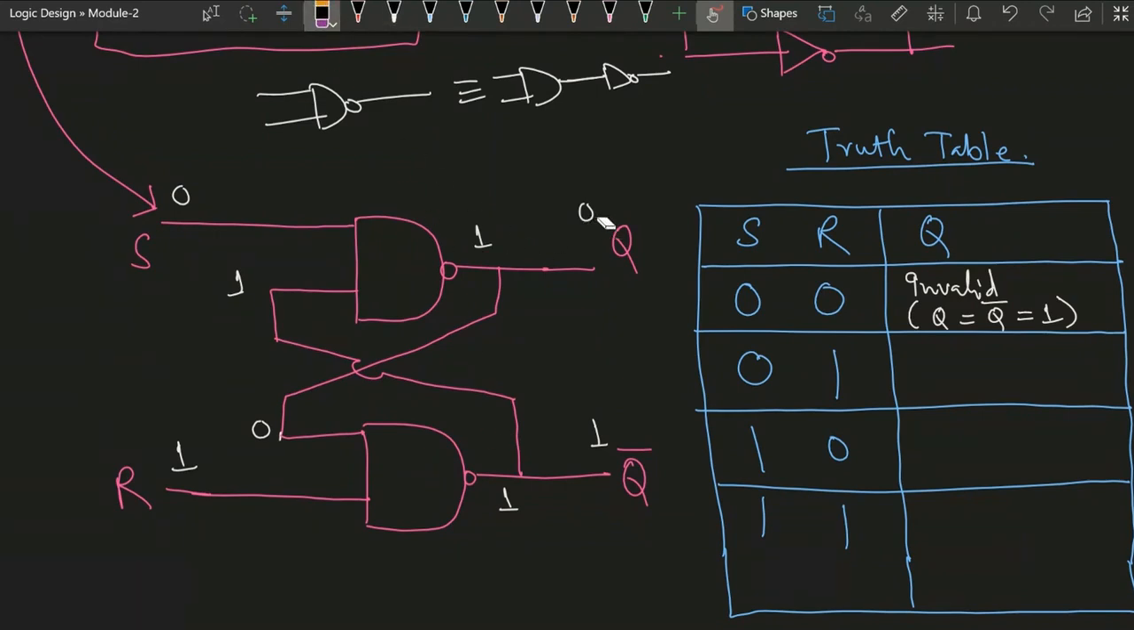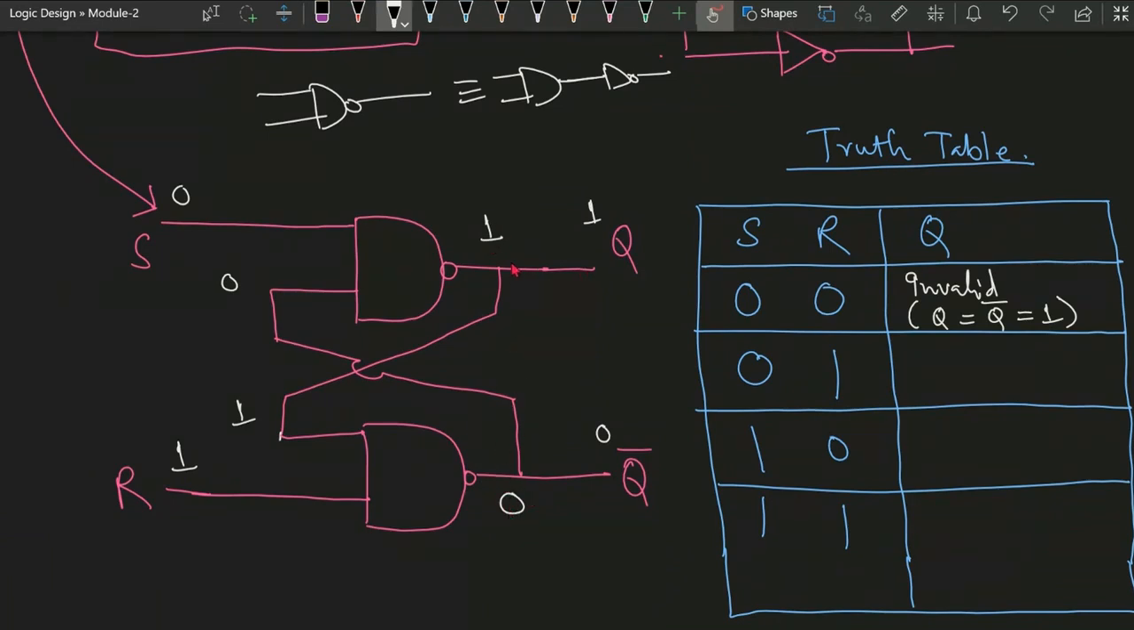So 1 and 1 is not a valid output. So we need to change the assumed value. We have assumed 0 and 1, now we will be assuming 1 and 0. Then we will check what the value is. The value that comes out should be a valid output. So if we have assumed 1 and 0, this 1 will be here, this 0 will be here. So 0 and 0 is 0 and then complement is 1. 1 and 1 and is 1 and then complement is 0.